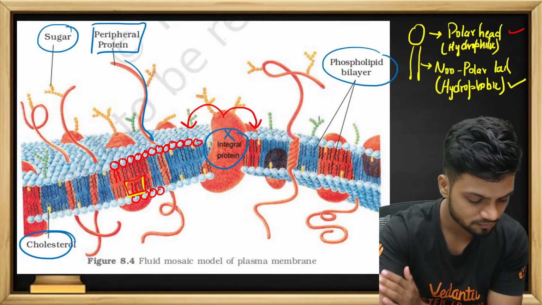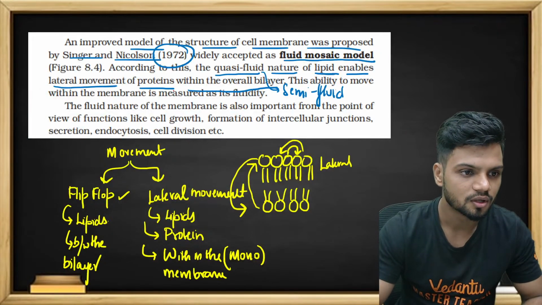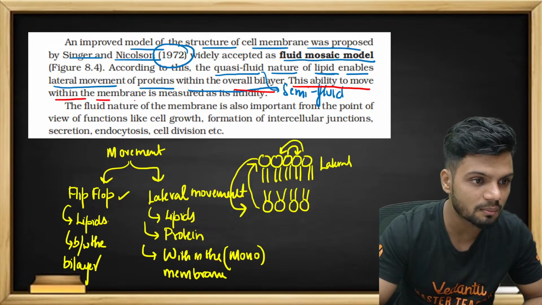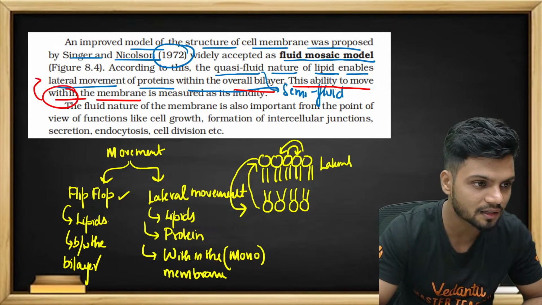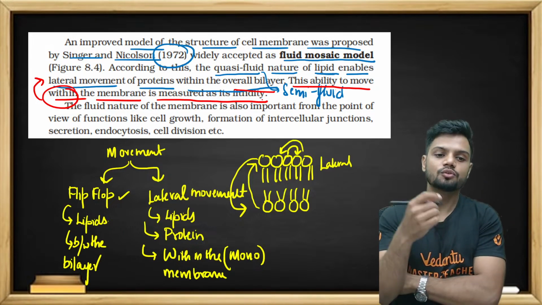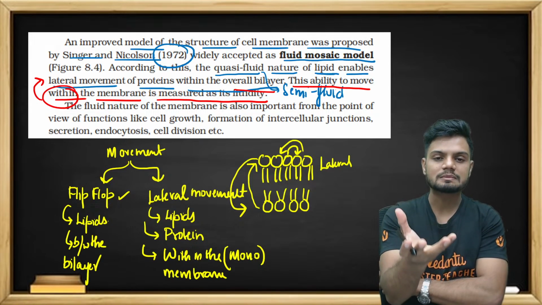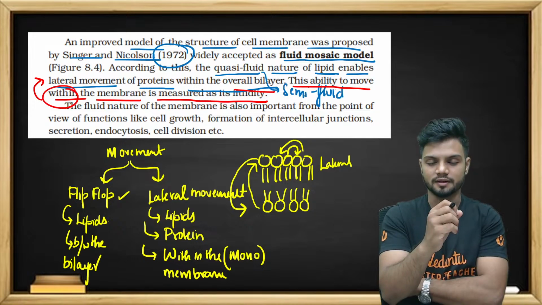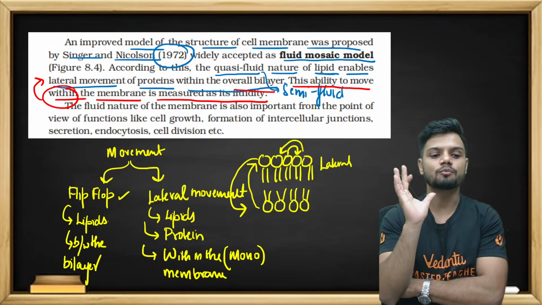Entire membrane. Understood? Now, proteins within the overall bilayer. This ability to move within the membrane, for lateral movement, is measured by its fluidity. So we can tell your entire plasma membrane is semi-fluid. Why? Because the structures can show movement there. Lateral movement and flip-flop movement.